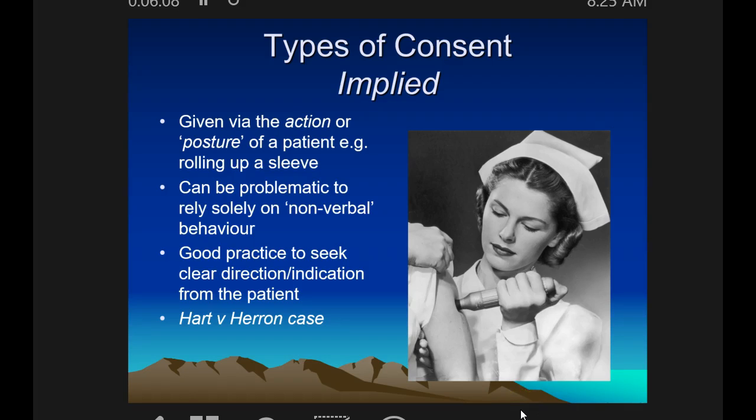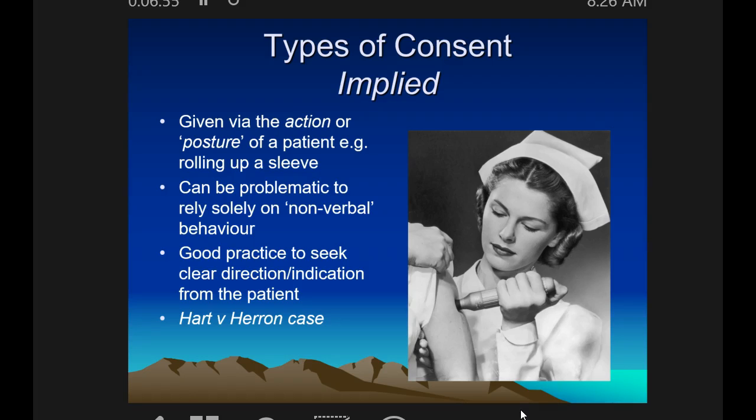All right, so implied consent, that's given when a patient will offer an arm, for example, or given by the action or posture that they present to you. It's the same if you're doing a wound dressing and if it's on their back, they'll turn over for you, that sort of thing. That's implied consent. But just a note, it can be problematic when clinicians rely solely on non-verbal behavior to underpin that, or their therapeutic communication is less than satisfactory if they're not going through the proper channels and doing it properly every time.